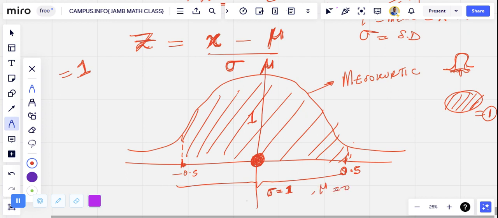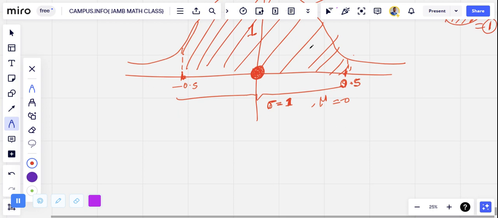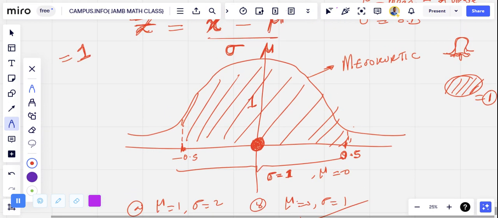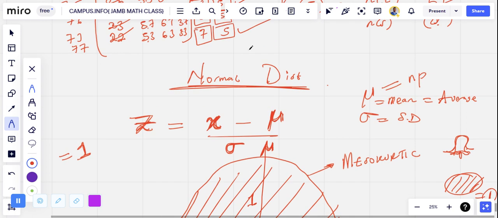So you might come across a question that will say that in standard deviation, which of the following is correct? Option A, mean is 1, sigma is 2. Option B, mean is 0, sigma is 1. So pick the correct answer. Always remember that Mr. Noah said sigma is 1. The average, which is mean, is 0. That's for the normal distribution.